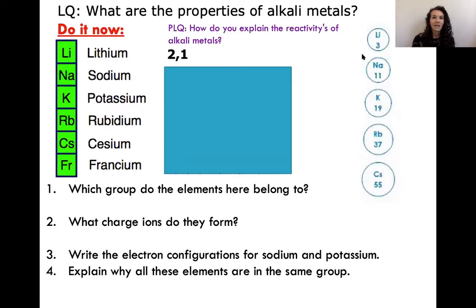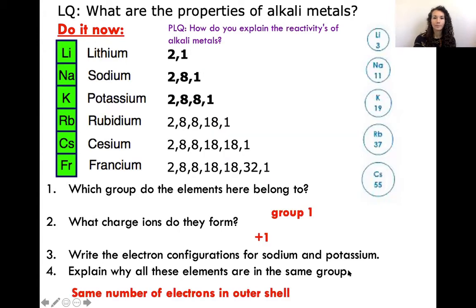Well done. So these are the alkali metals listed in their group in the periodic table, from the smallest element to the largest element. And which group do they all belong to? Well, they've all got one electron in their outer shell. So that means that they are in group 1.